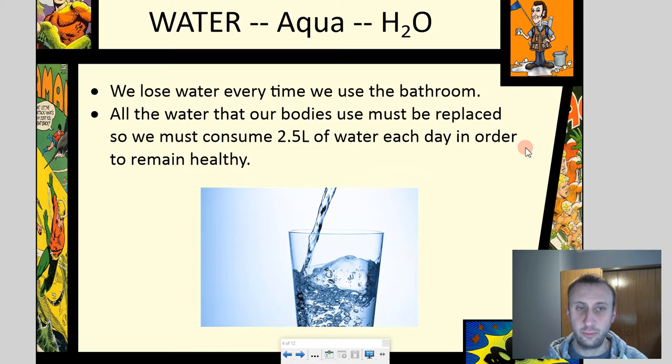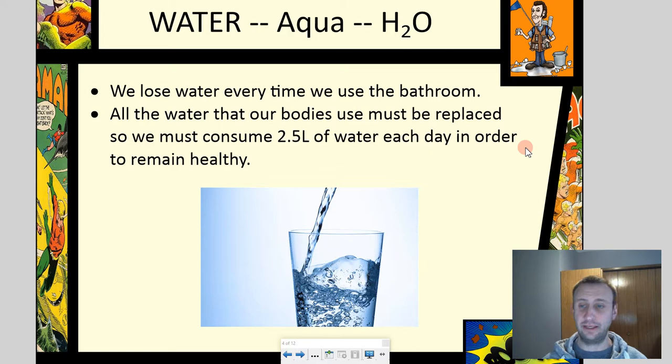We're losing water as a result. And all the water that our bodies use must be replaced in order for us to function properly. So we must consume about 2.5 liters of water each day in order to remain healthy, depending on your size. Could be more, okay, but definitely 2 liters. So I like to think of it as if you have a large 2-liter bottle of pop, you should be drinking at least that in water, not pop, but in water each and every day in order for your body to remain healthy. Okay.